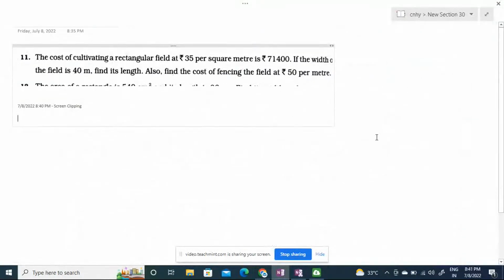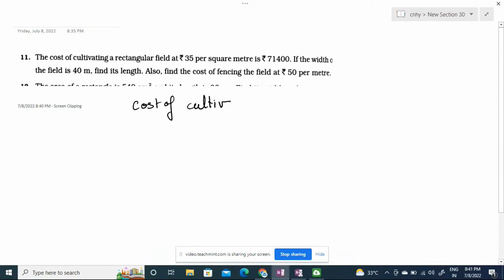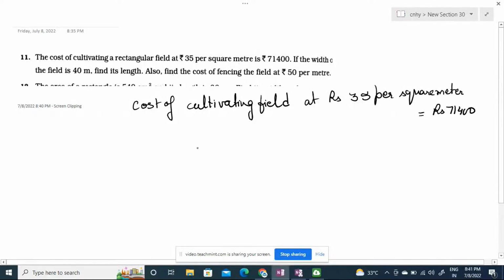Now this is question number 11. The cost of cultivating a rectangular field at rupees 35 per square meter is rupees 71400. So now from here, the cost of cultivating the field at rupees 35 per square meter is equal to rupees 71400.